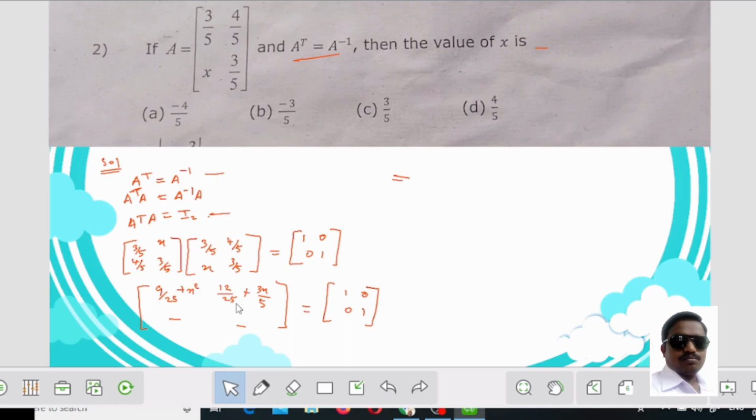So you just equate the second entry: 12 by 25 plus 3x by 5 equal to 0. That is, 3x by 5 equal to minus 12 by 25. You make it cancel. 5 and 25 will get cancelled. This becomes 5. 1 3 4 3s are 12. So the value of x is minus 4 by 5. We got this answer. So option A is the right answer.